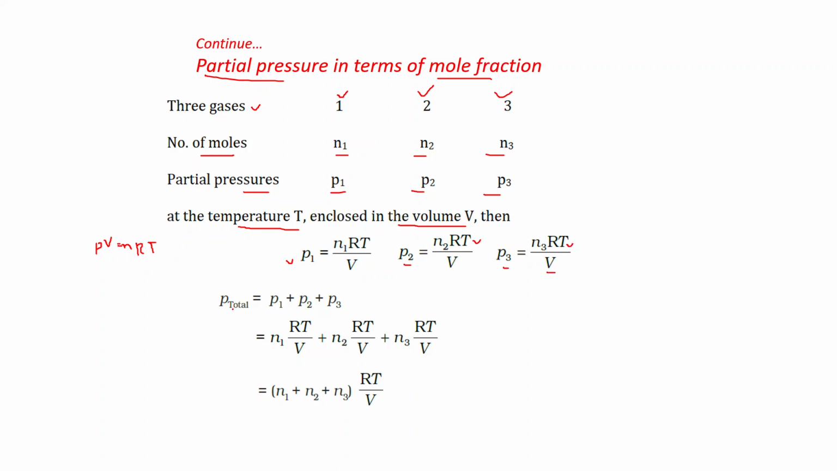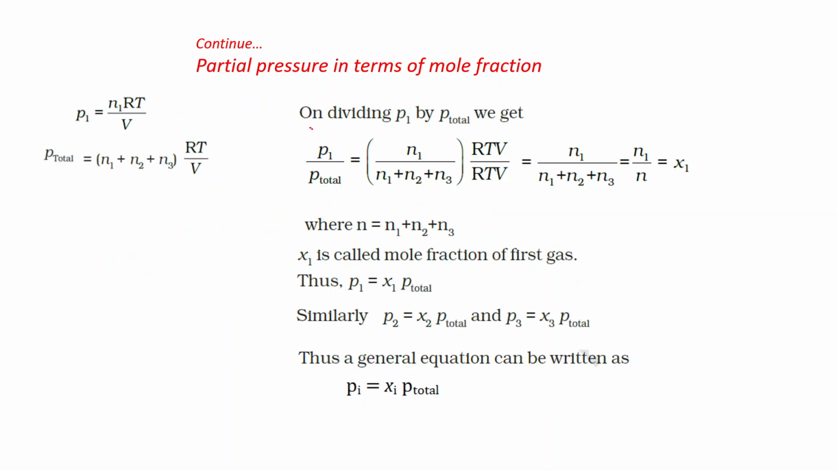Then, according to Dalton's law of partial pressure, P total is equal to P1 plus P2 plus P3. Put the value of these P1, P2, P3, and we will get this. Now, in these three terms, RT by V is common. That's why P total is equal to (n1 plus n2 plus n3) multiplied by RT by V.